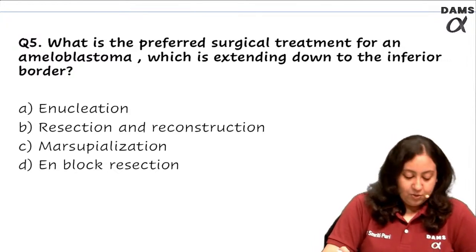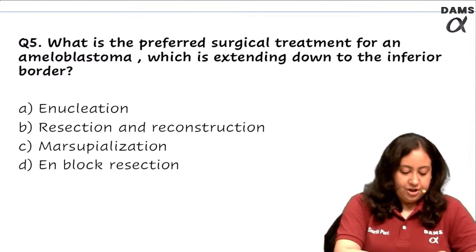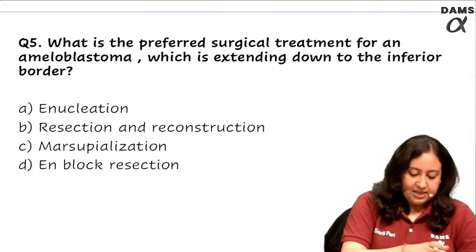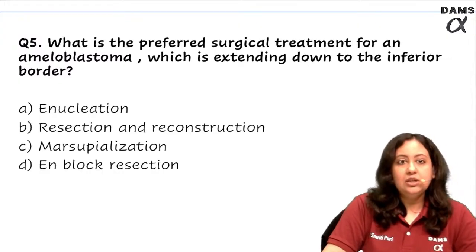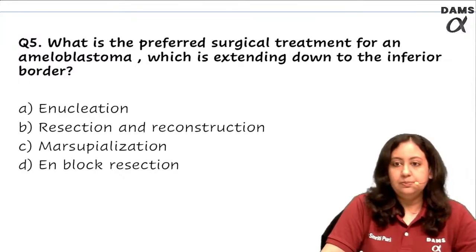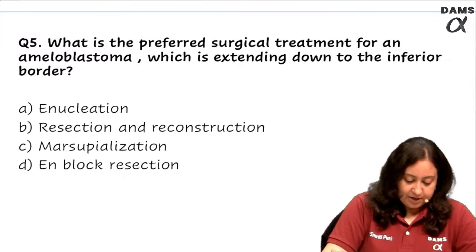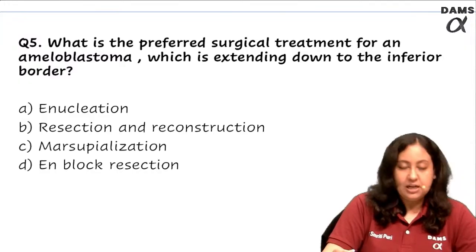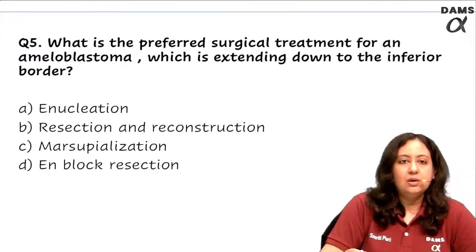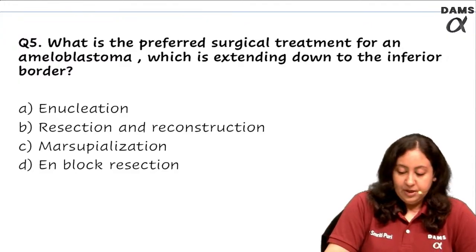Coming on to our next question, what is the preferred surgical treatment for ameloblastoma which is extending down to the inferior border? Option A is enucleation, B is resection and reconstruction, C is marsupialization, and D is en bloc resection. So please answer this question for me.